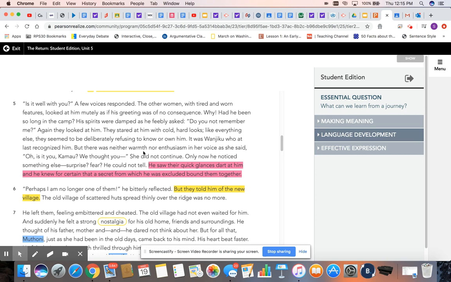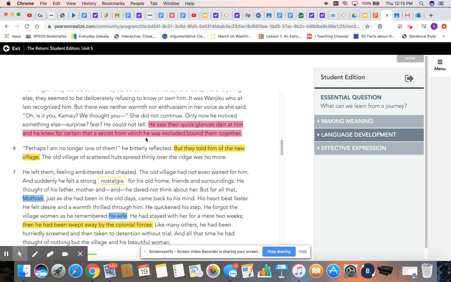Again they looked at him. They stared at him with cold, hard looks. Like everything else, they seemed to be deliberately refusing to know or own him. It was Wanjiku who at last recognized him. But there was neither warmth nor enthusiasm in her voice as she said, "Oh, is it you, Kamau? We thought you—" She did not continue.